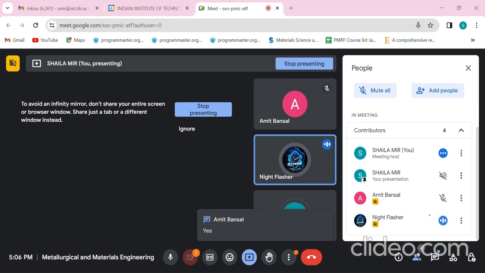Next, we have a question that is based on ASTM grain size number. The question says, determine the ASTM grain size number if 256 grains per square inch are measured at a magnification of 100x.